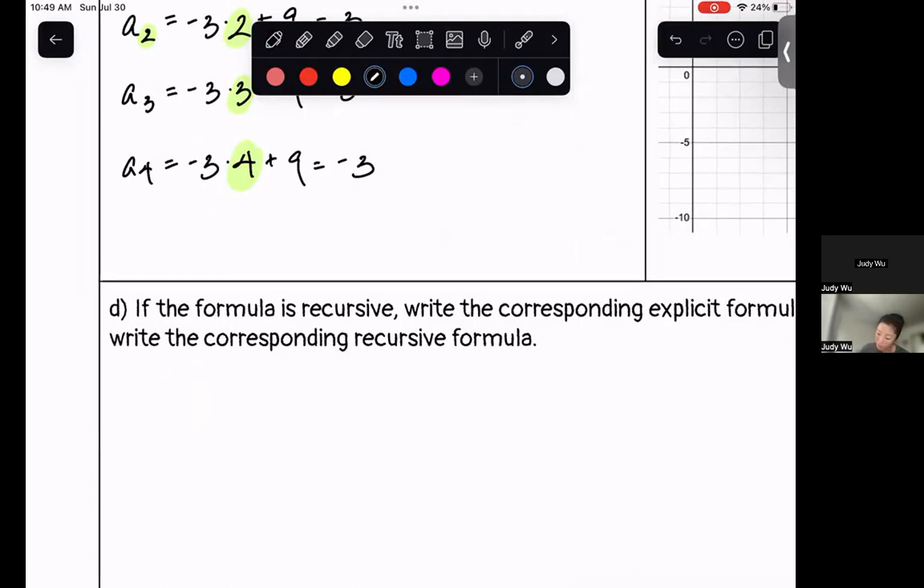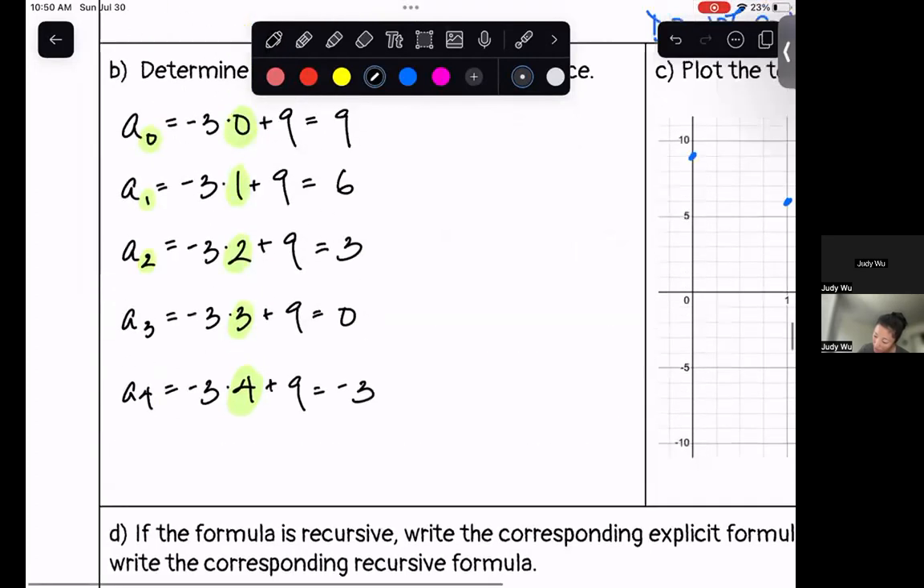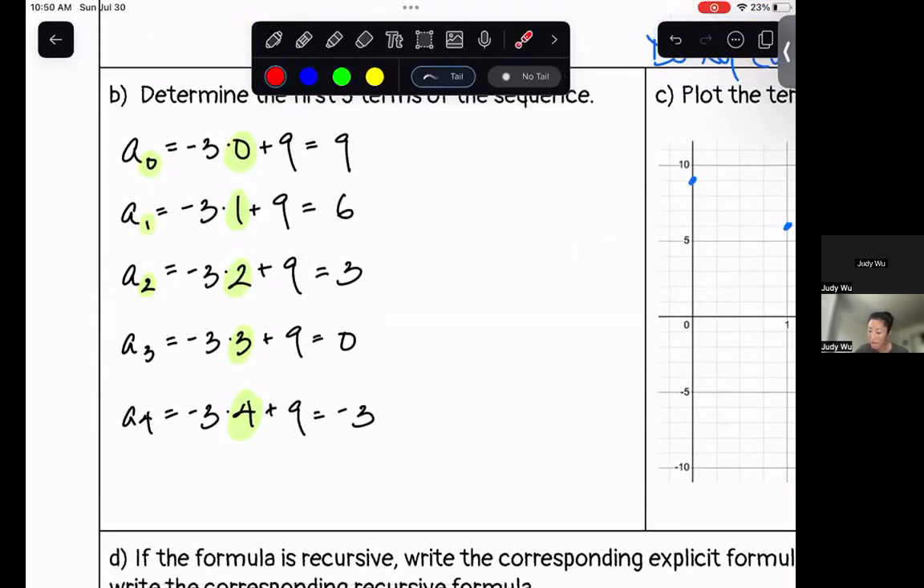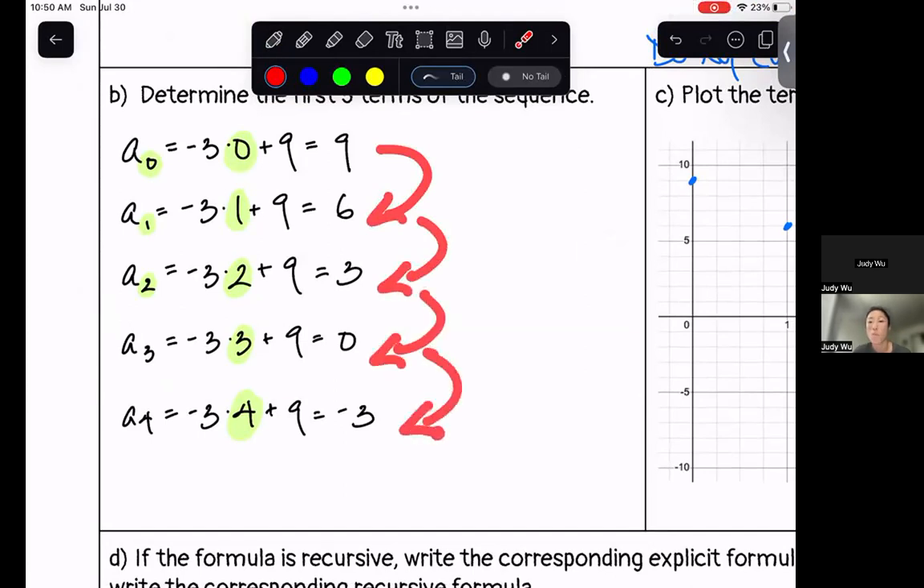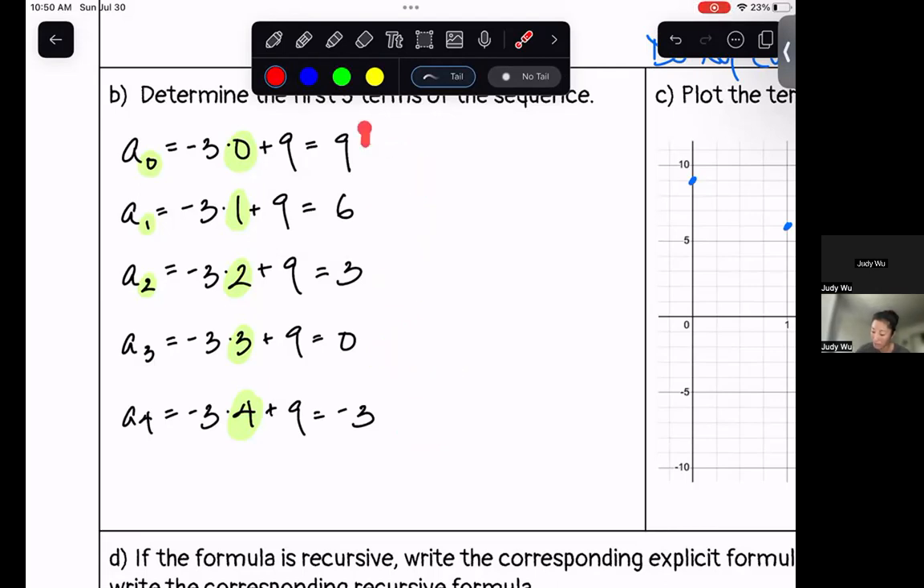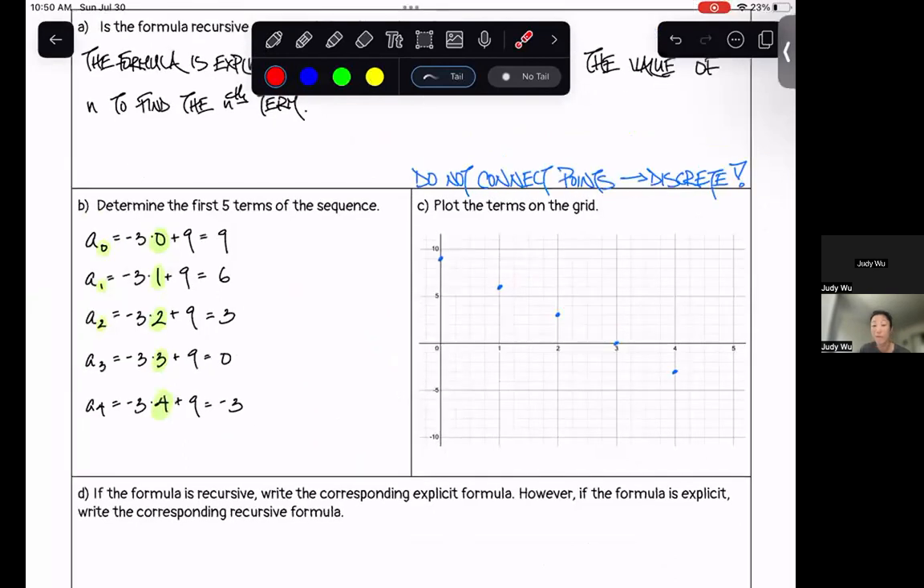Okay, so in writing these, let's see if we can find a pattern here, right? Every time I go from one value of n to the next value of n, what's happening to the output values? Well, 9 to 6 to 3 to 0 to -3, it sure looks like I'm subtracting 3 every time, right? And in fact, if we were to connect these points, which we're not going to, but if we were to imagine that line going through there, we would see that it has a slope of -3.